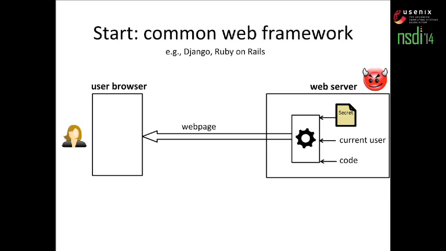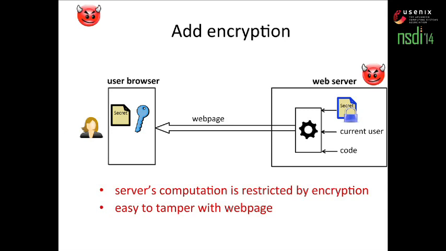In these frameworks, the web server generates the web page from data in the database, current user information, and code. So let's try to add encryption to this kind of framework. Now, the web server is supposed to somehow generate the web page from encrypted data, and the browser should be able to decrypt the data. There are a few problems. First of all, the server's computation is severely restricted by encryption because we only know how to do a small number of operations efficiently over encrypted data.